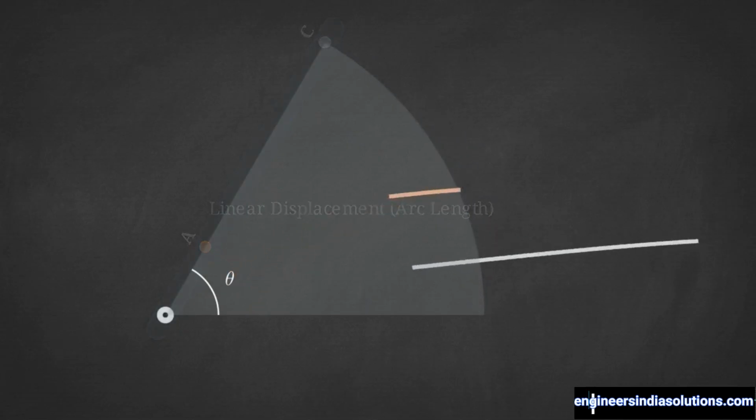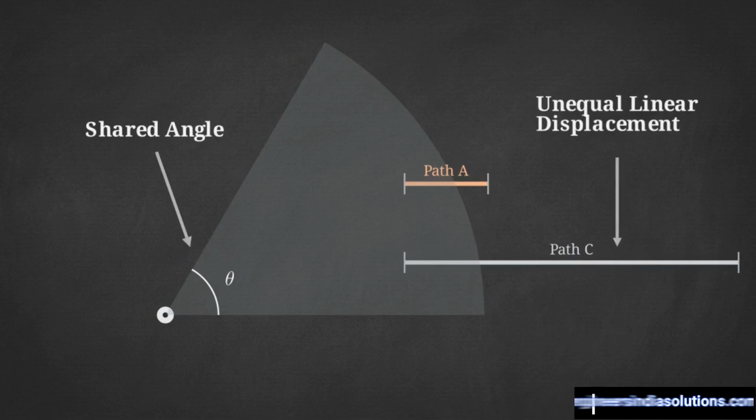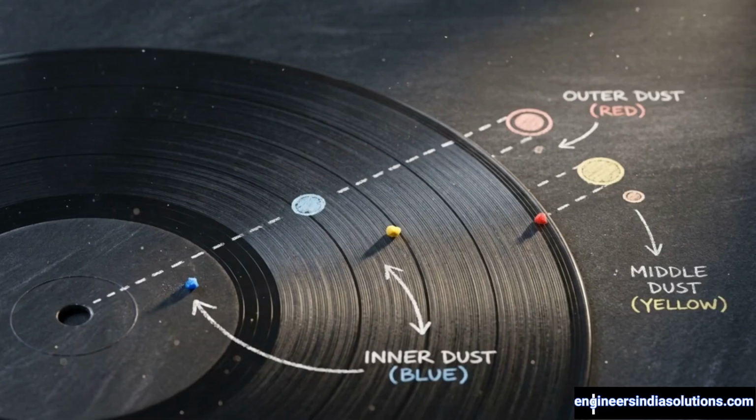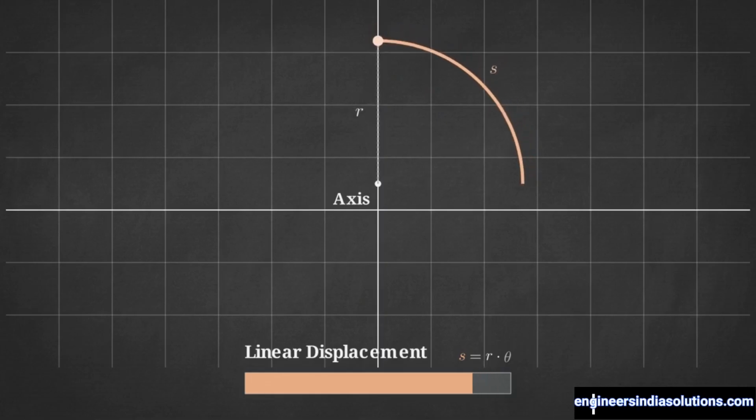Unspooled flat, the length difference is obvious. Identical angular displacement creates unequal linear displacement. This means that parts of the same rigid object are traversing different physical distances simultaneously. A point's linear displacement is determined entirely by its distance from the axis of rotation.